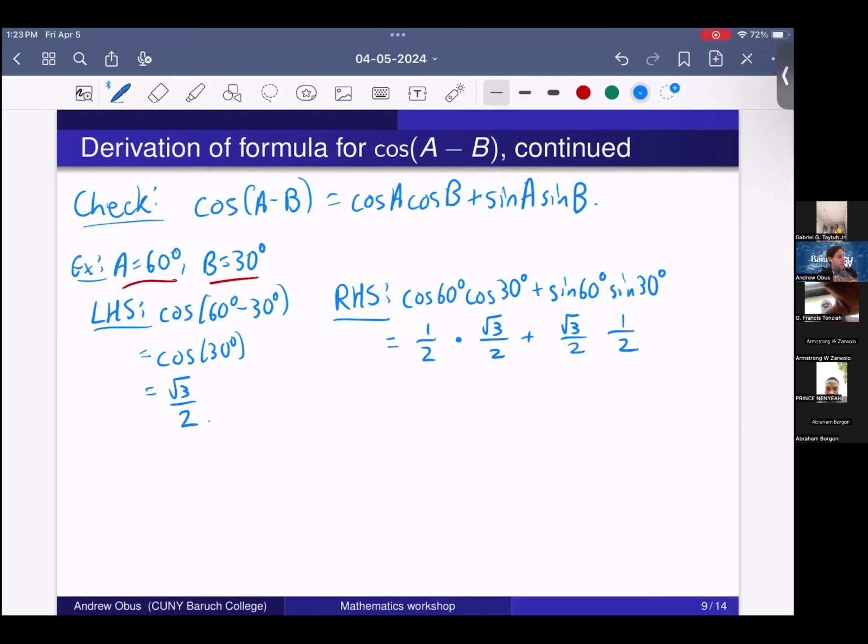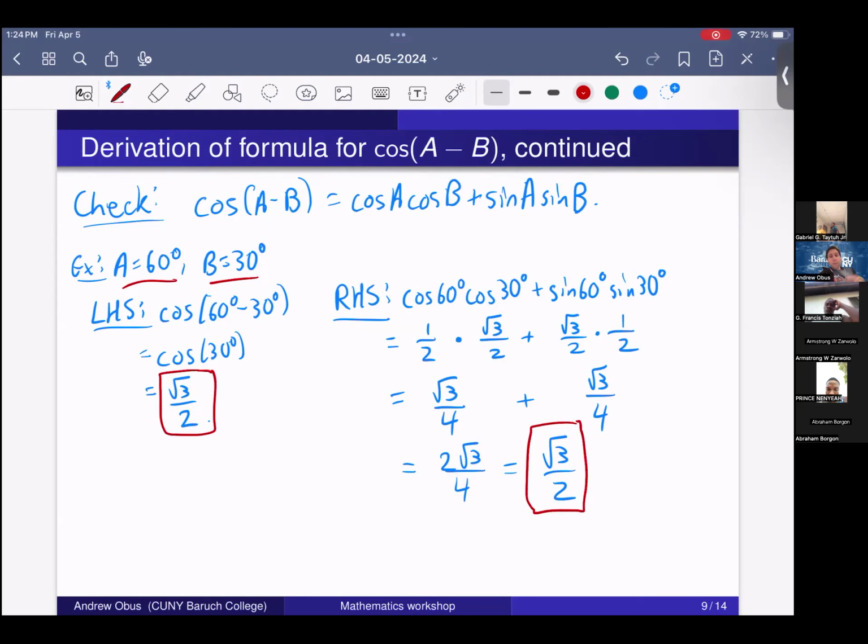Right? So if I do this all out, what do I get? I get square root of 3 over 4 plus square root of 3 over 4, right? This is multiplication here. And when I add them together, I get 2 square root of 3 over 4, and this is the same thing as square root of 3 over 2. So at least in this example, this should give us some confidence. It's verifying that the formula is actually correct. Right? We plug in an example with 60 and 30, and we get something correct.